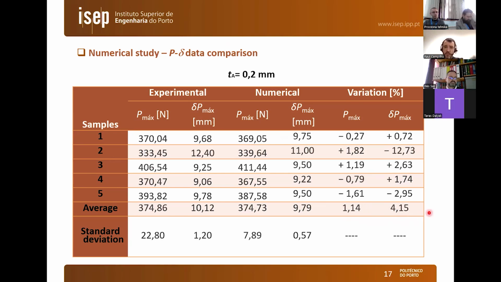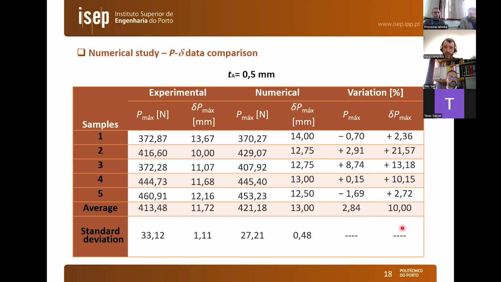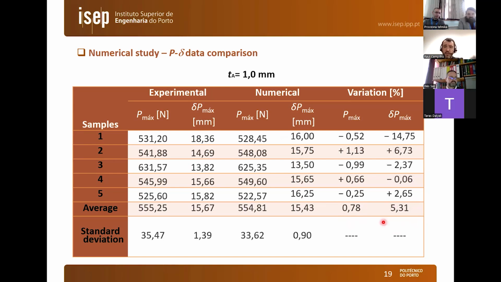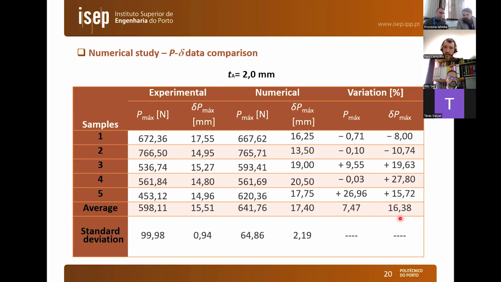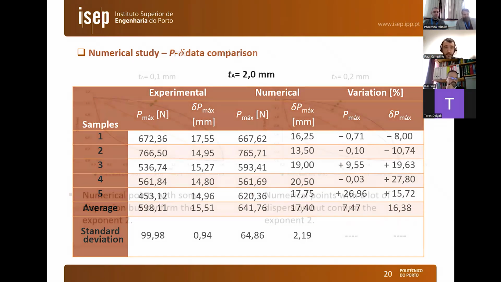These are the values for 0.2 millimeters, the values for 0.5 millimeters. Here we start to have more deviations, specifically in the displacement at the maximum load for 1 millimeter of adhesive thickness. And finally, the worst results that we obtained, as we saw in the curve, are the results for an adhesive thickness of 2 millimeters, in which the displacement has a difference of almost 17%.